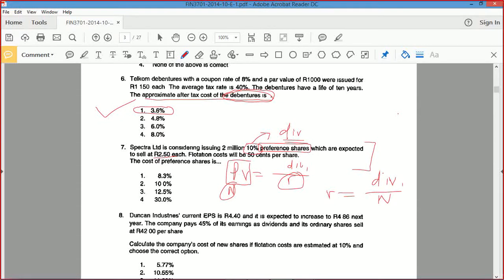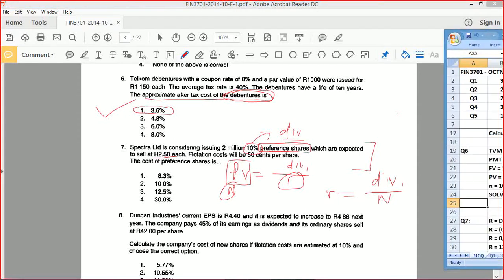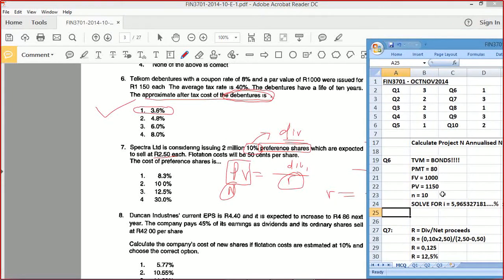So you basically end up with R is div over N, but there's no growth. It's pretty much the same as the cost of a new issue of an ordinary share, except there's no growth, because the preference shares is 10% forever. Okay, cool. So then you'd have 0.25 divided by 2, times by 100, is 12.5%. Yes, so option 3.